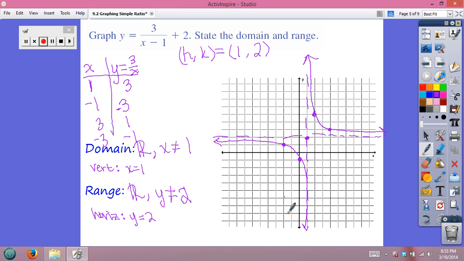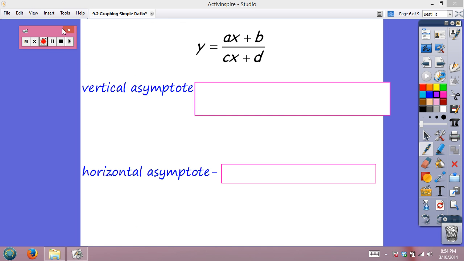Notice we're not touching our asymptotes. We have 2 symmetrical branches, at least 2 points on each coordinate, so that will be the graph of our function. The next thing we want to look at will be another form that we're going to be graphing, and that is y equals ax plus b over cx plus d.